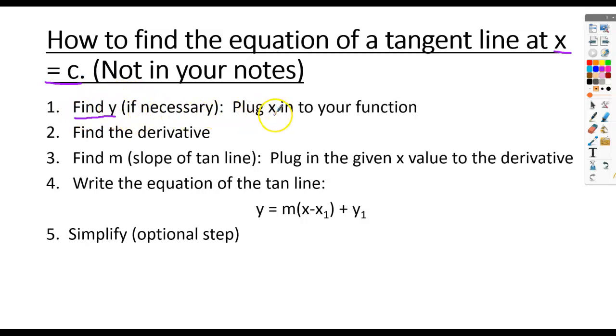The way you do that is just plug the x into the original function. I'm going to write the word original here. Not the derivative function, but the original function. So plug the x value into your original function. That'll tell you the y value. The next thing we want to do is start finding the m value.